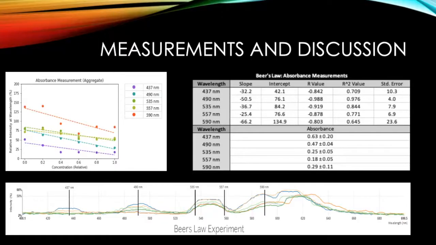These values tend to decrease as wavelengths increase, which seems to match the data's tendency to become more unpredictable at longer wavelengths. The graph in the top left corner shows the concentration plotted against the relative intensity for each chosen wavelength fit to the linear model, while the graph on the bottom shows the spectrum set with the wavelengths marked where measurements were taken.